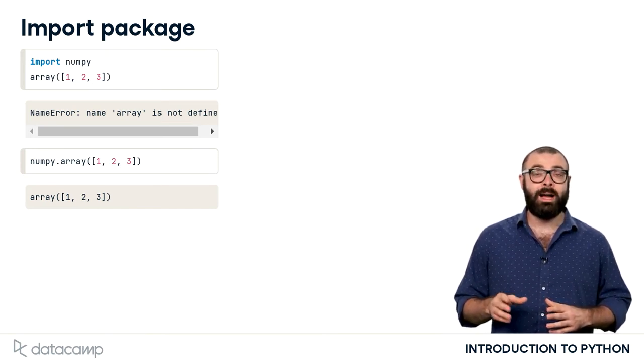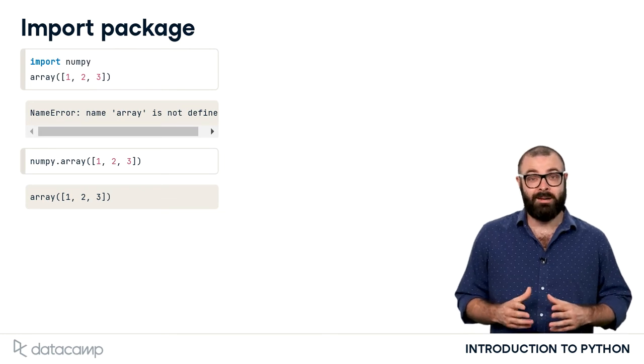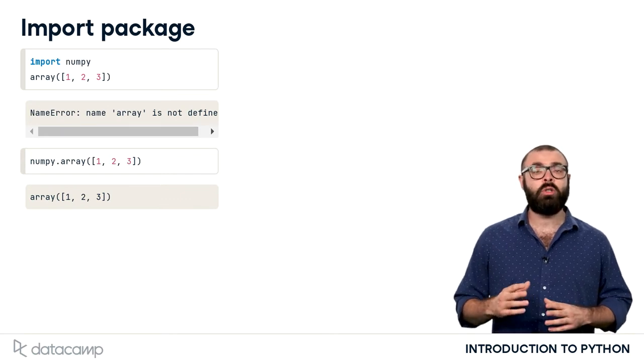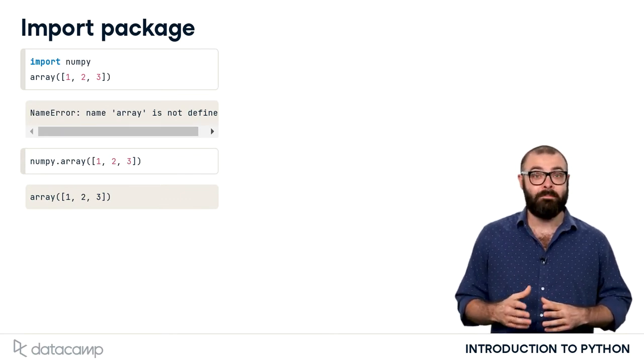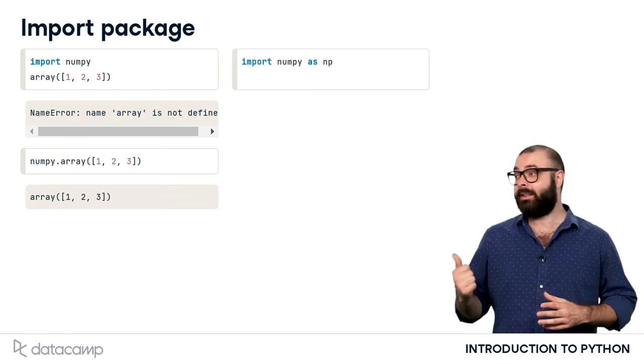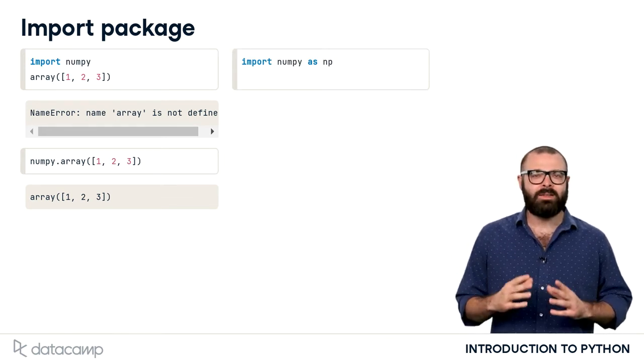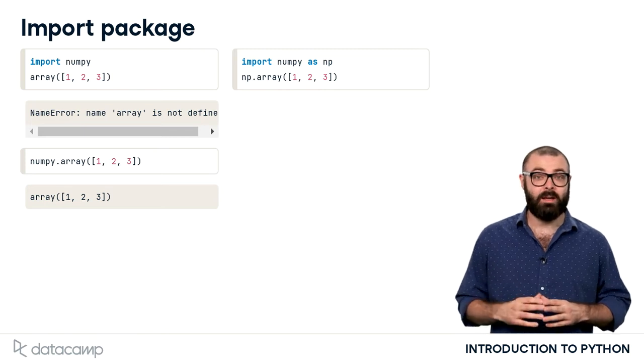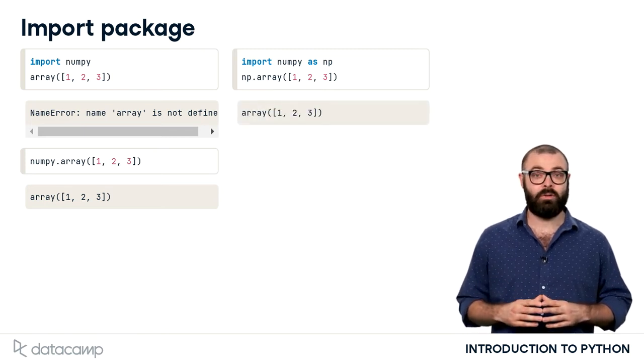Using this numpy dot prefix all the time can become pretty tiring, so you can also import the package and refer to it with a different name. You can do this by extending your import statement with as, like this. Now, instead of numpy.array, you'll have to use np.array to use NumPy's array function.